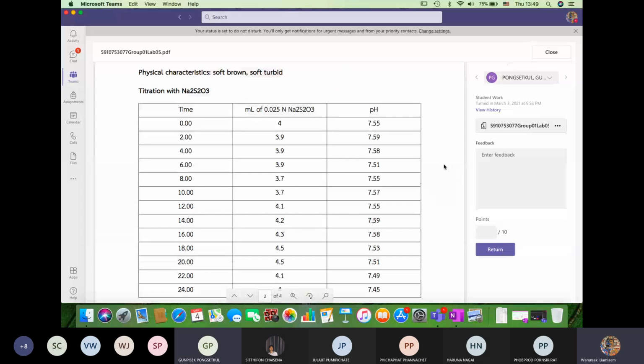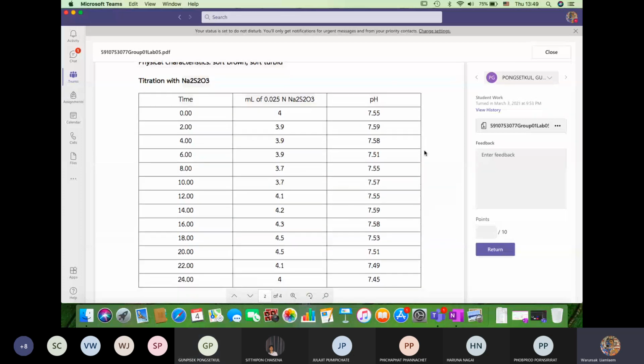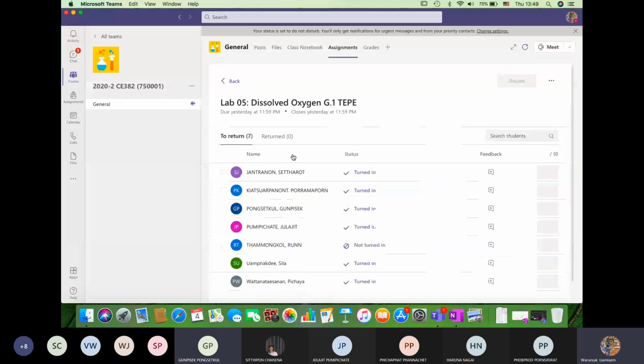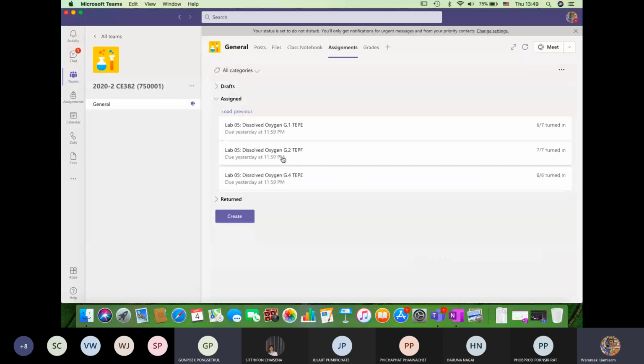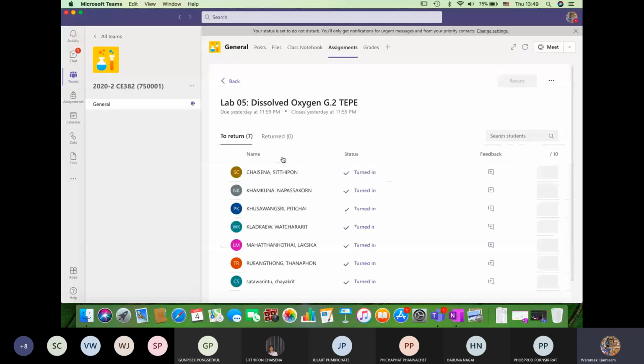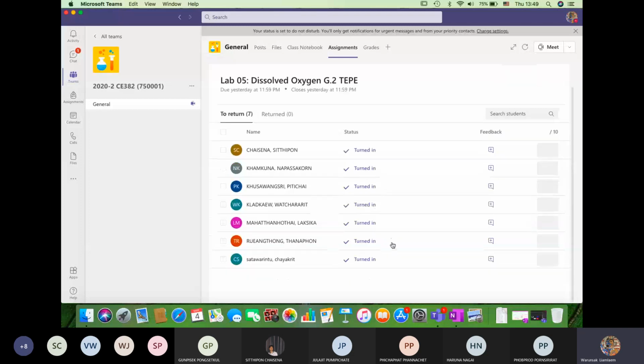Okay, for the first group there is nothing much to discuss. The results seem to be just normal, everything looks normal, but you didn't discuss the pH. But anyway, there is no point discussing it because the pH seems to be normal. Everything is normal based on the results that you had.